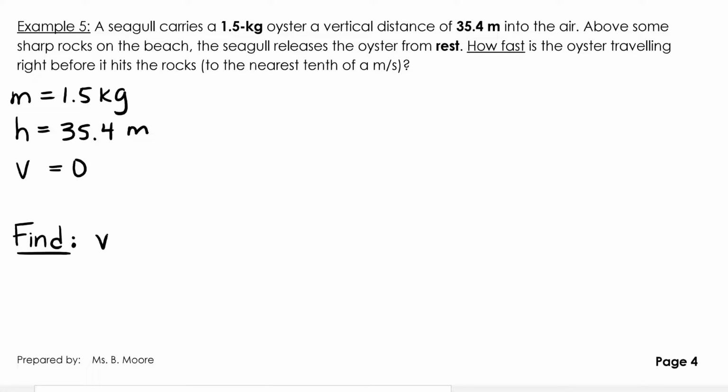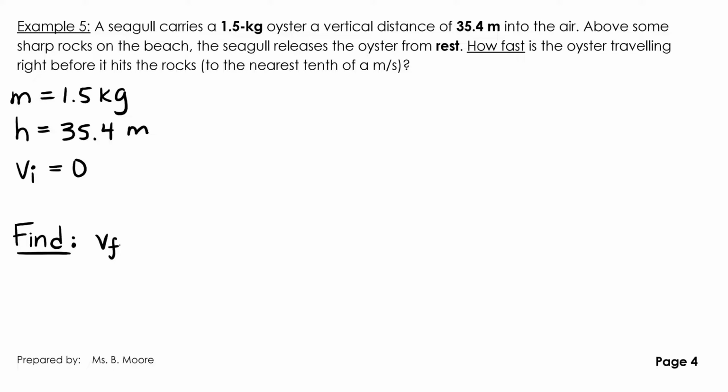That means we're looking for speed, v. Now you'll notice that we have two v's going on here. We have the initial and the final speed of the oyster. So we abbreviate this with the subscripts i for initial and f for final. These are part of the variable. It's not v times i, it's just v_i, or initial speed.